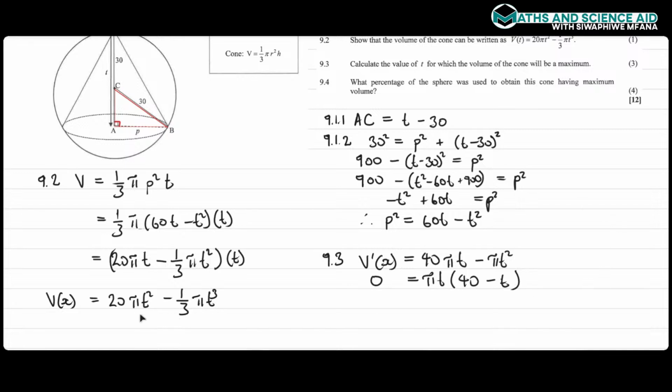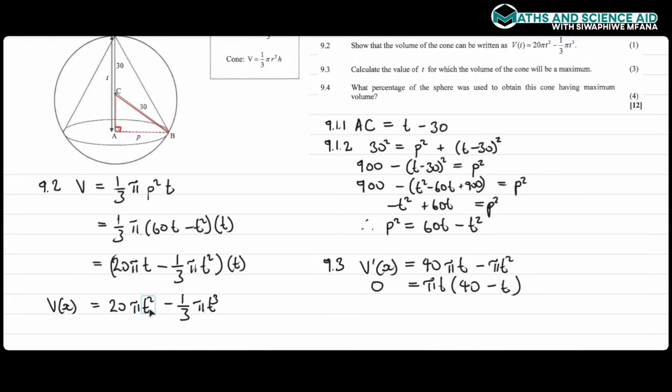I hope I'm not making a mistake. Let me just double check. So we've got 20 pi t squared minus 1 over 3 pi t cubed. The derivative here is 2 multiplied by 20, which is 40 pi t, and then 3 multiplied by negative 1 over 3, which will just be negative pi t squared. Okay, that all looks good. And then taking out pi t as a common factor, we are left with 40 minus t. Yeah, I think this is fine.